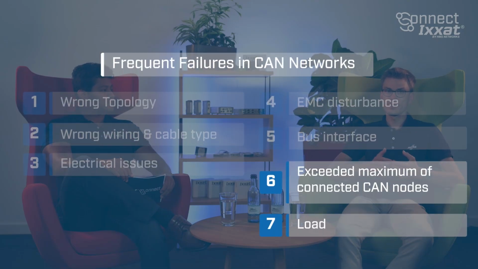Could exceeding the number of connected CAN nodes cause issues? Yeah, absolutely. Each transceiver has a limit of how many nodes it can handle. Exceeding this number can degrade the network's performance. If necessary, segmenting the network using repeaters or bridges can help to manage this. Lastly, the capacitive load can cause physical failure on the CAN bus, for example when suppressor circuits are used within the system.